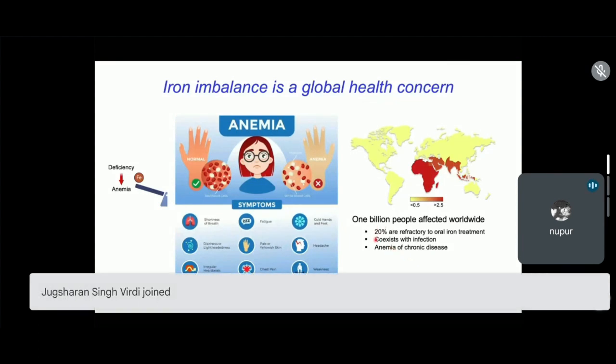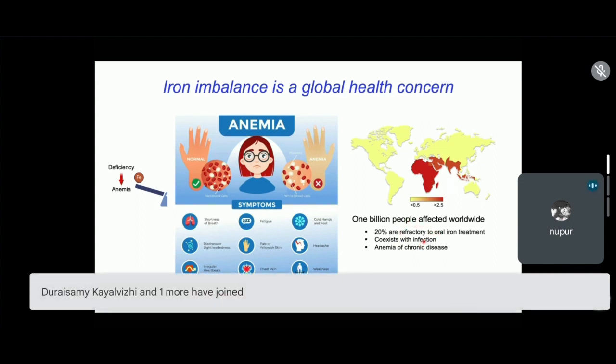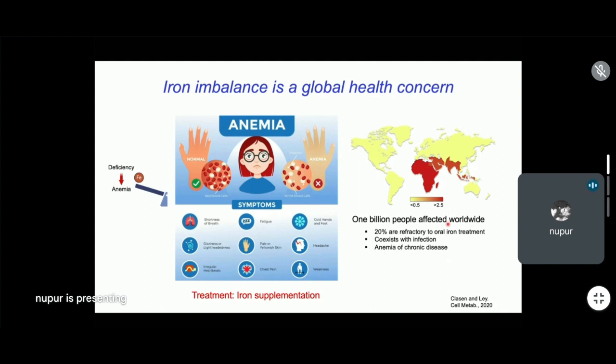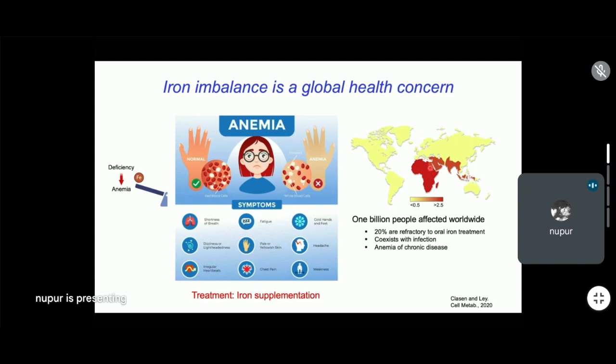But there are some problems. More than 20% of the iron deficiency anemia that we see is actually refractory. No matter how much iron you take orally, the anemia still persists. So there are some genetic components to it. The other problem in this part of the world is that it also coexists with infection and the anemia of chronic diseases. That's the essence of today's talk. In this population, they also have coexisting infections, for example, tuberculosis. And if you give a drastic or dramatic level of oral iron to correct anemia, the infection will flare up, because those infectious agents will also take up iron from our system, and they will start multiplying.